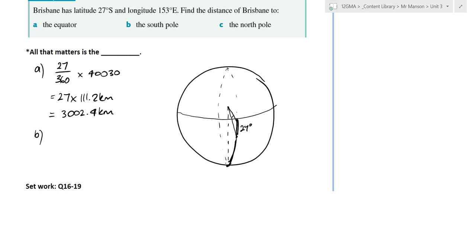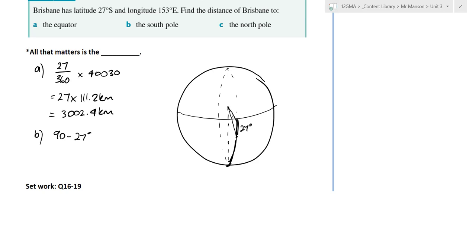Which is? 63. So it's 90 minus 27 degrees. So the South Pole to the equator, that's a 90-degree angle. We're talking about directly south to directly into the centre of the Earth here. 90-degree angle. We were 27 degrees. It means it's 63 degrees further to the South Pole.